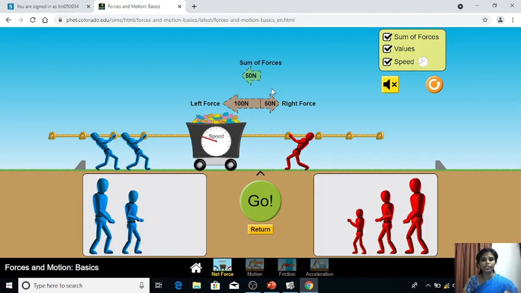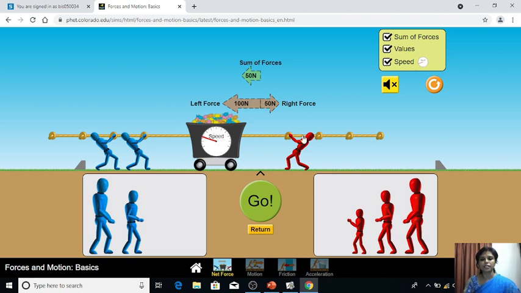So to calculate the net force, or the sum of the forces, we need to subtract the lower amount of force from the higher amount of force in case both forces are applied from opposite directions. Here you can see that from the left hand side 100 Newton force is applied, whereas from the right hand side 50 Newton force is applied. So the net force applied on this cart is the higher force minus the lower force. So 100 Newton minus 50 Newton, that is 50 Newton force applied on the cart, right?